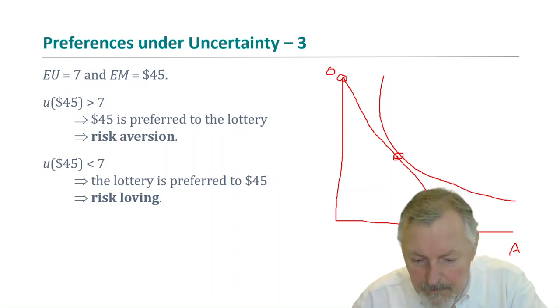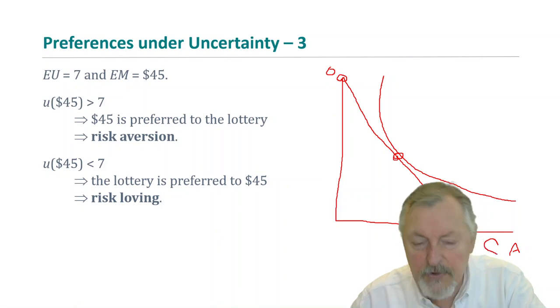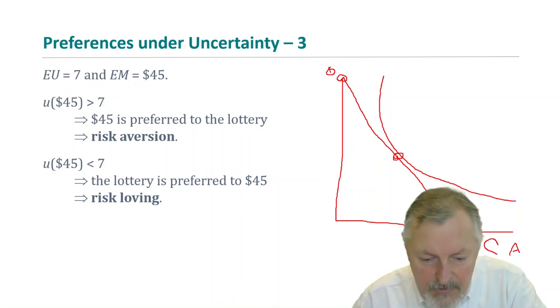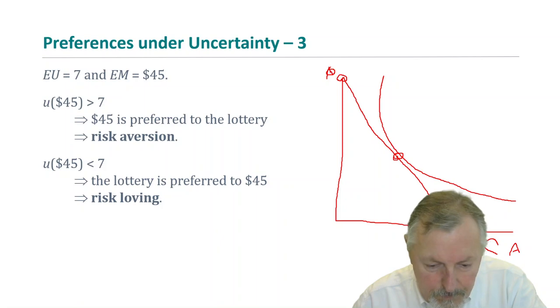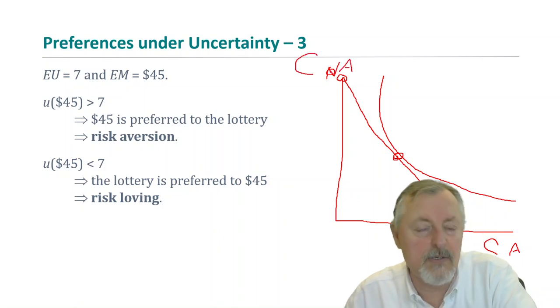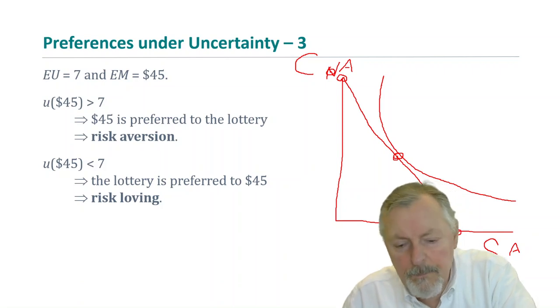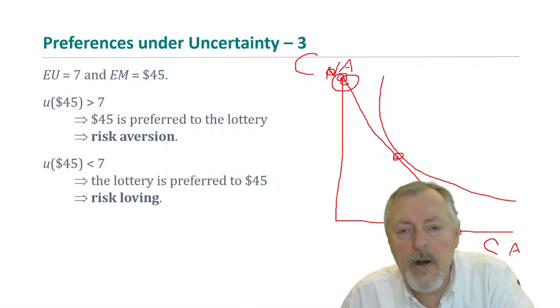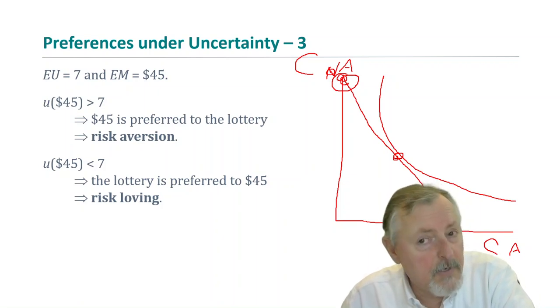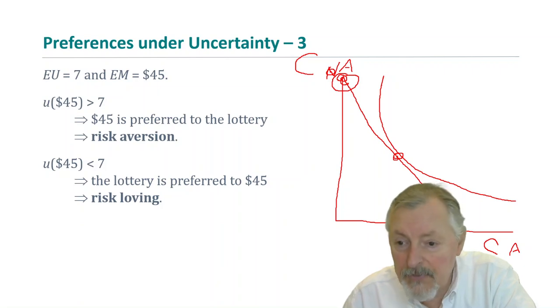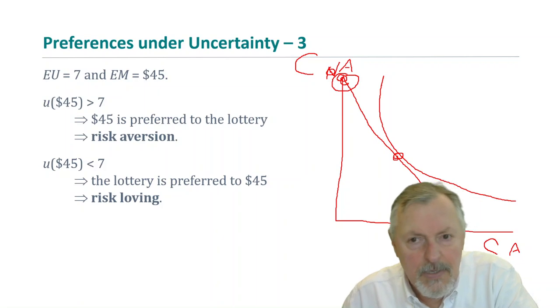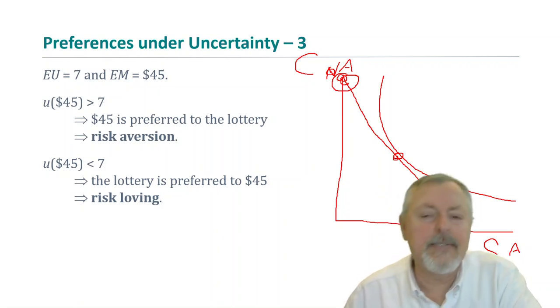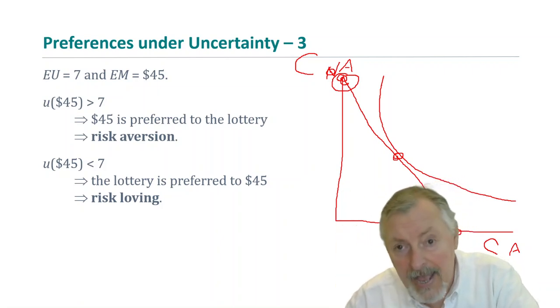If this is consumption where there's an accident, and this is consumption where there's no accident, well, look at this point up here. This is a state of the world where if there's no accident, you've got a ton of money. But if there is an accident, you have nothing. Well, let's say if there's no accident, you have $1 million. Accident, you have nothing.